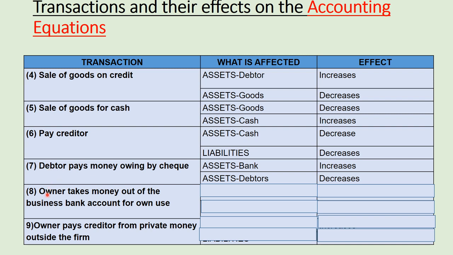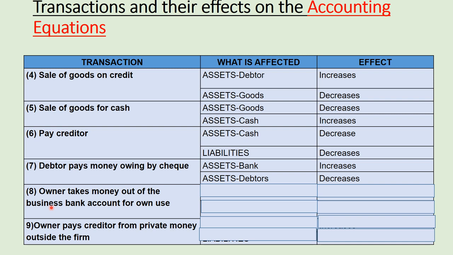Number 8, owner takes money out of the business bank account for own use. So the owner decides to take money out of the business for his personal use, not for the business use, for the personal use. So just picture yourself to be the business. Money has been taken out of the bank account. So the bank account has been affected. Assets in terms of the bank account have been affected, and they are going to decrease.